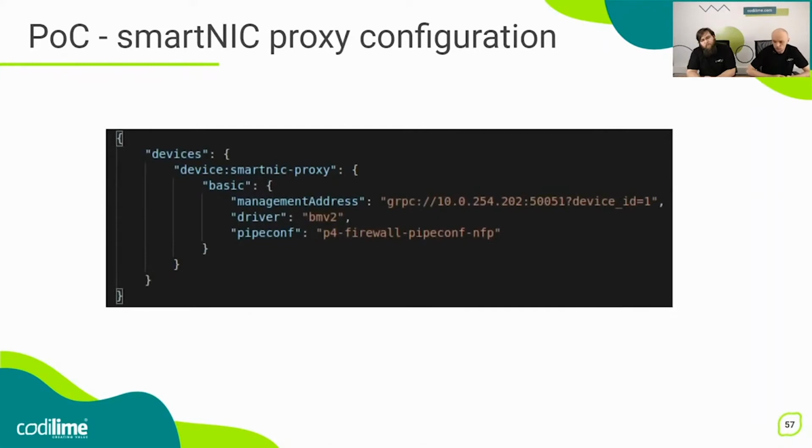Now, how to configure the SmartNIC in ONOS? First, we need to remember that our SmartNIC will not be seen directly by ONOS. ONOS will talk to the SmartNIC proxy instead. And to enable that, we need to configure an IP address of the proxy. And this address will be used for gRPC communication between ONOS and the proxy. Then we need to indicate a driver. We can use a BMV2 here, which is a driver for a well-known BMV2 software switch, usually used for testing P4 programs. You might have heard about it. And finally, the pipeconf ID has to be provided, which corresponds to the P4 program on the SmartNIC.